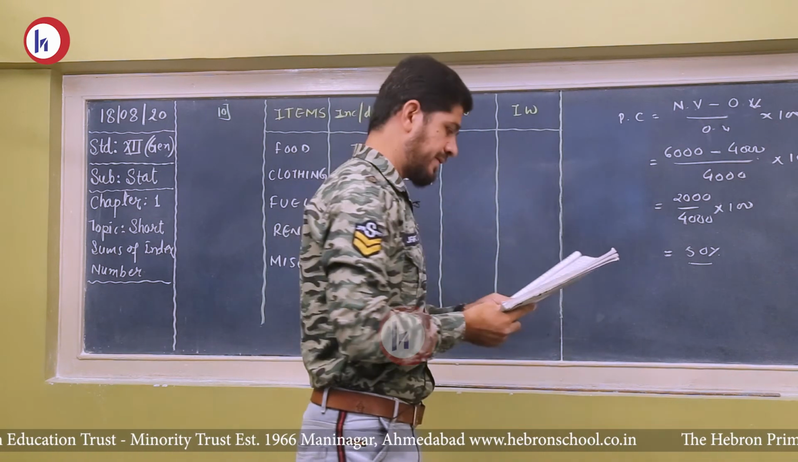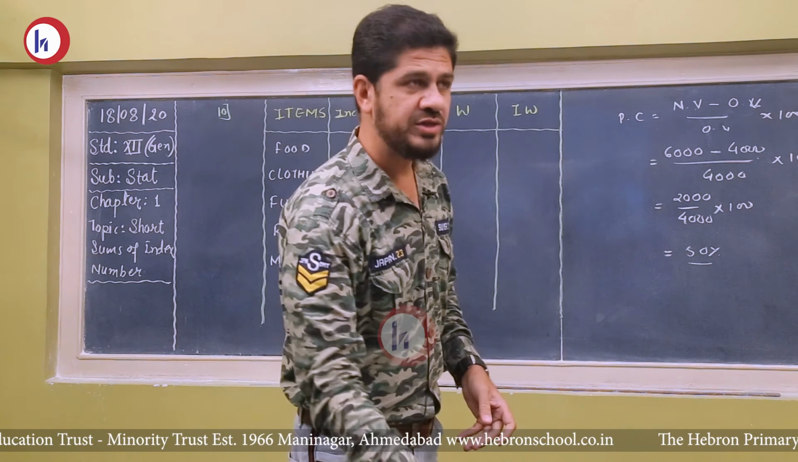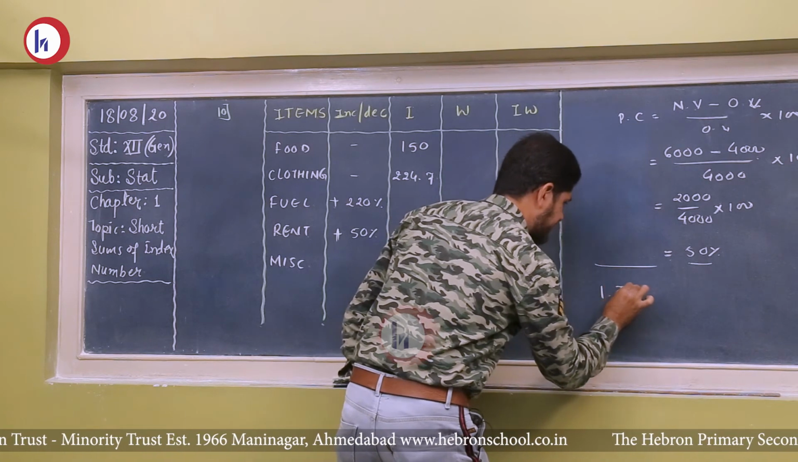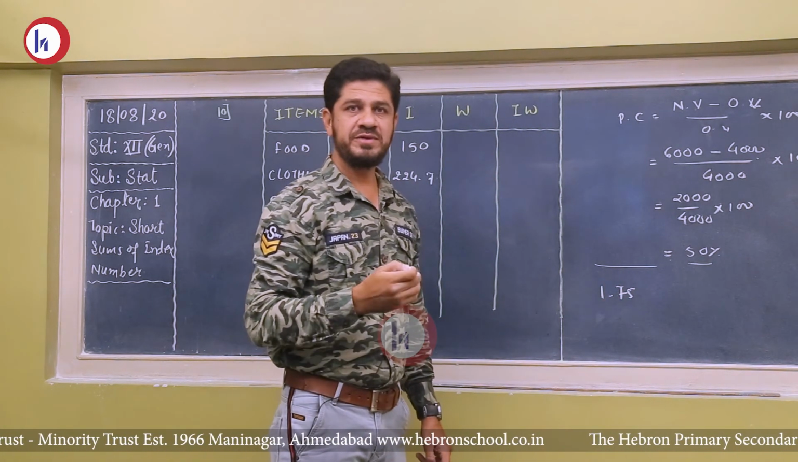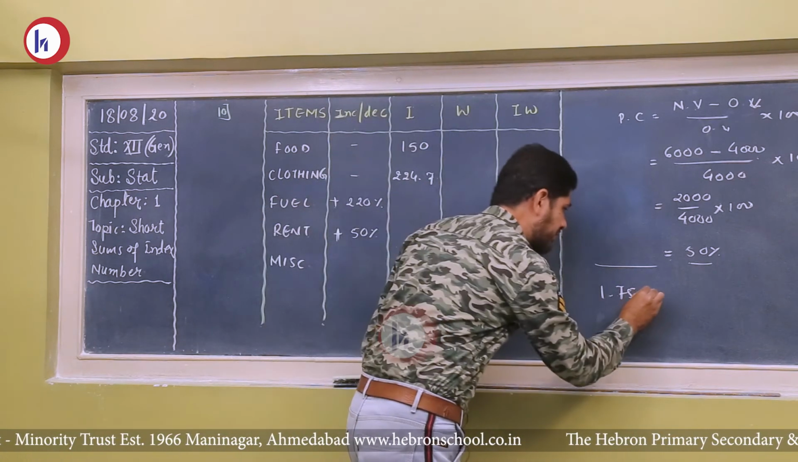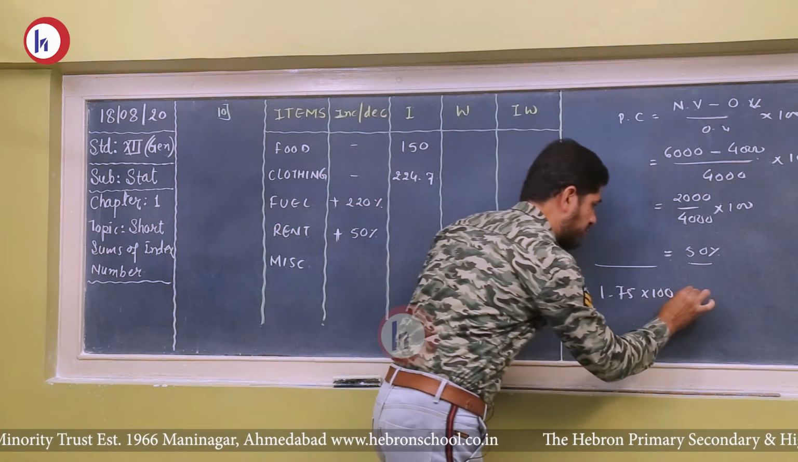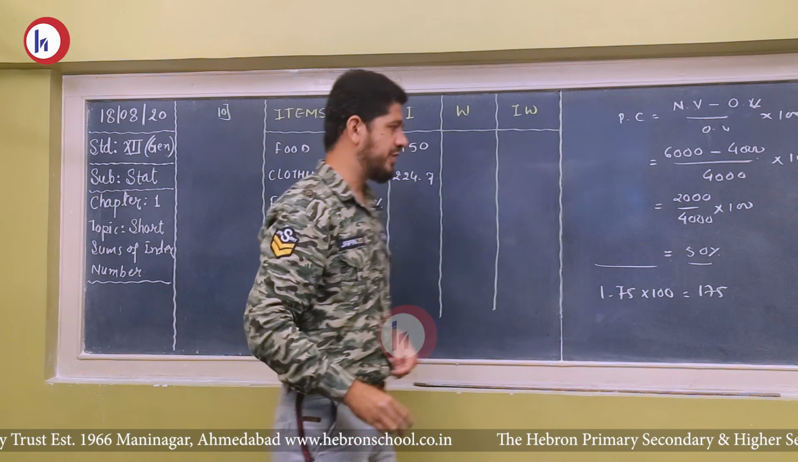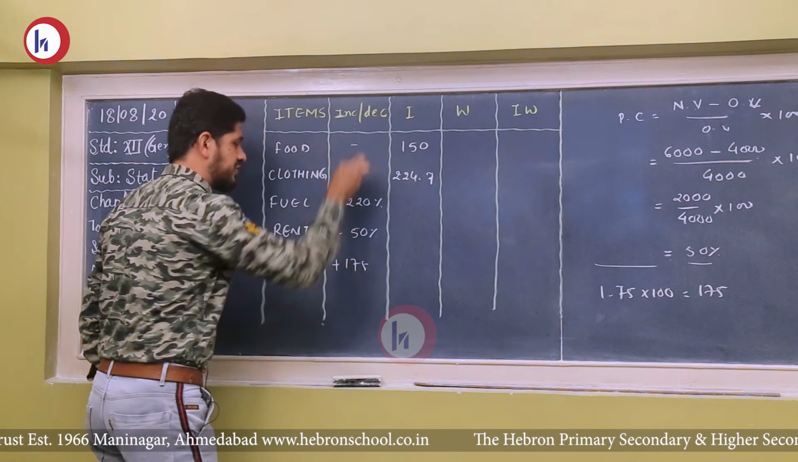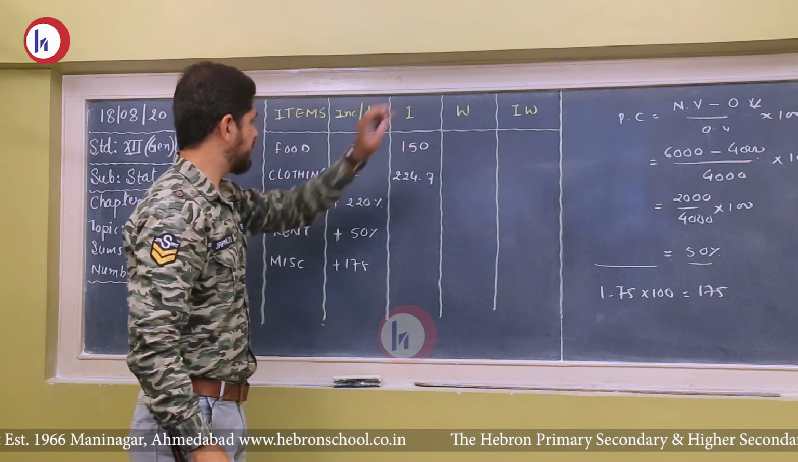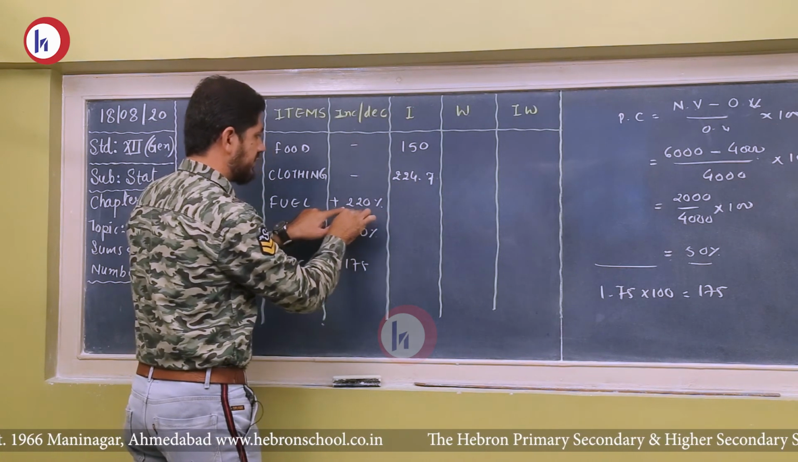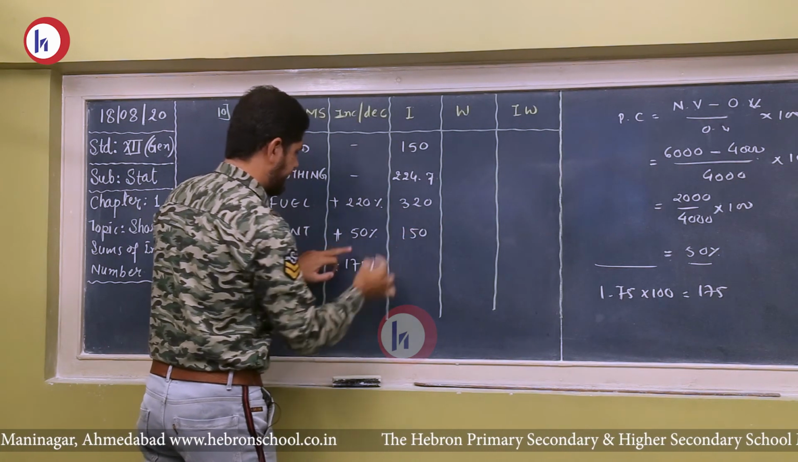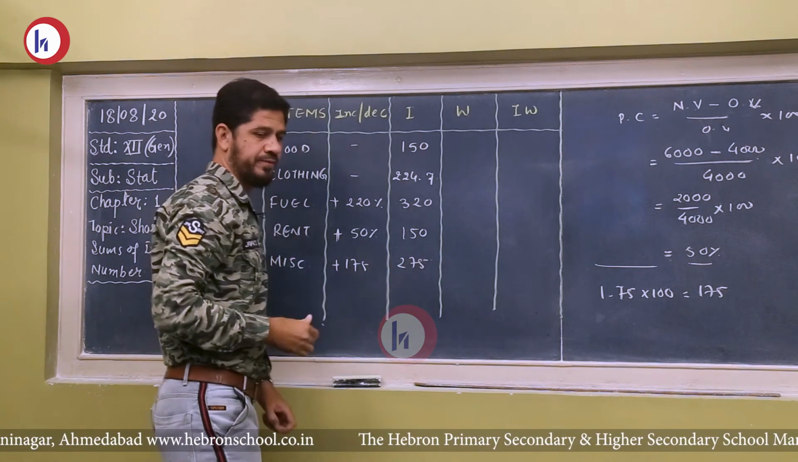Now the miscellaneous expenses increased by 1.75 times. 1.75 times of what? 1.75 times of base year. The index of base year is 100. So total increased value is 175. Again, it is not the index number, it is increased value. So we put it in this column. Now the index would be 22% plus 100, that is 122. Now it is 150 and finally 275.